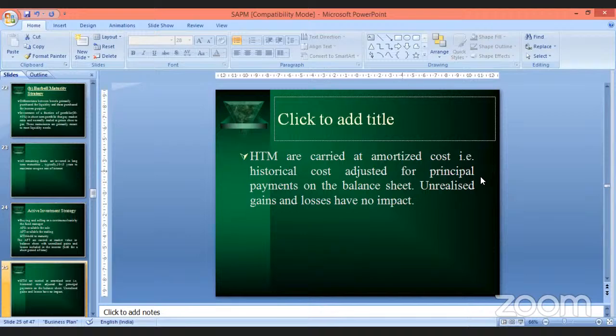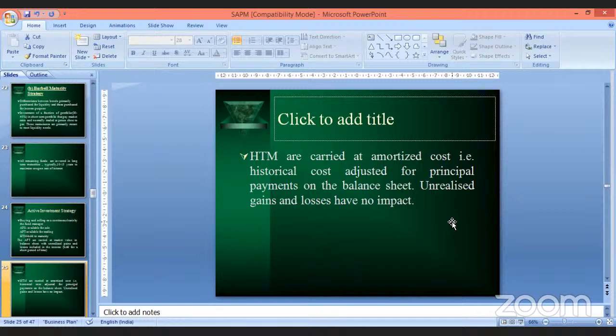at historical cost adjusted for principal payments on the balance sheet, and gains and losses have no impact on held-till-maturity instruments. What does it mean? Let's say for a period of 10 years, in each and every year you have to invest 10,000. So the total amount of investment is 1 lakh. For the first year, out of 1 lakh you deduct 10,000. Again in the second year you pay another 10,000, and another 10,000 is deducted. So in your balance sheet there is no impact of gains or losses, if any.